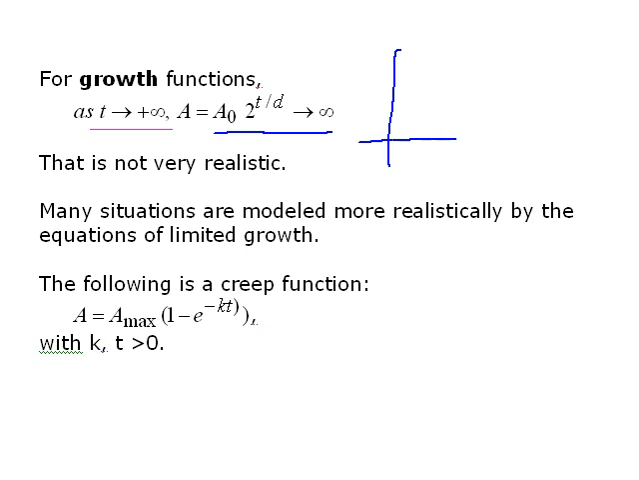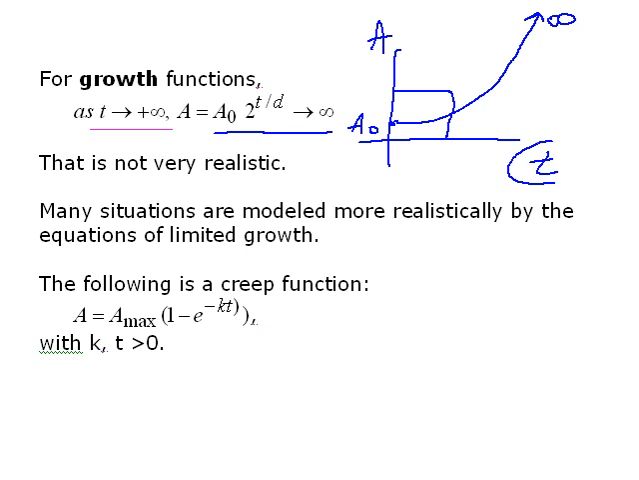For example, if I draw a graph of it, I would start at a0. This is the value for the amount, and here's time t. As t gets bigger and bigger, this function just gets bigger and bigger and bigger, going towards infinity. Well, that's not very realistic. Perhaps a little piece of it is realistic, but the overall trend is not realistic.